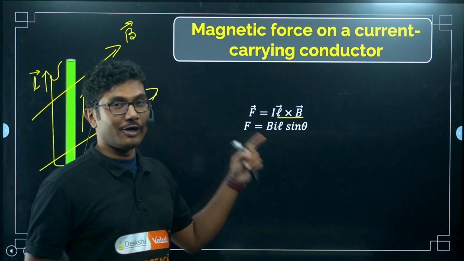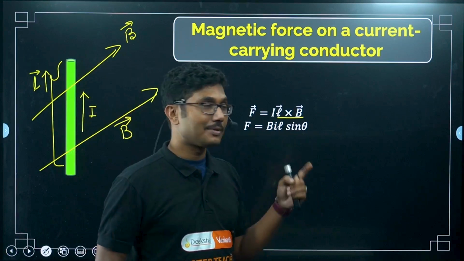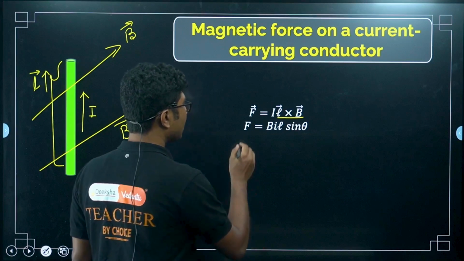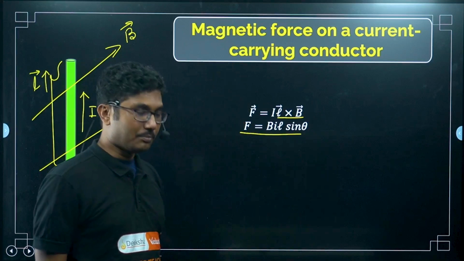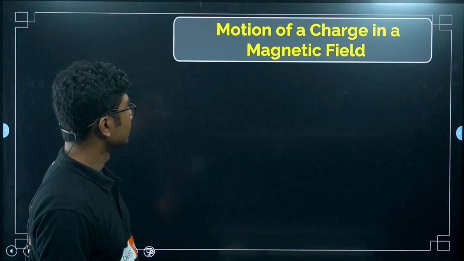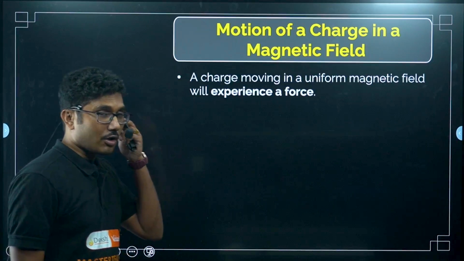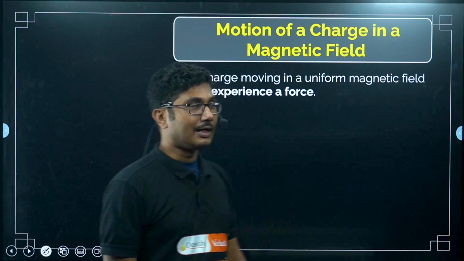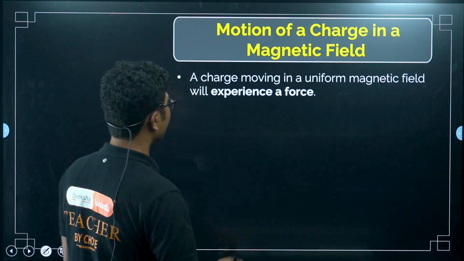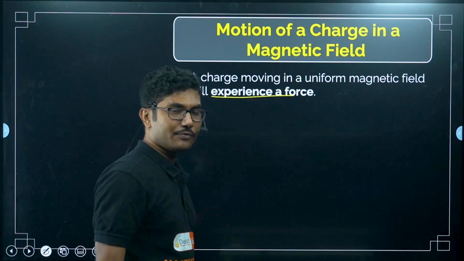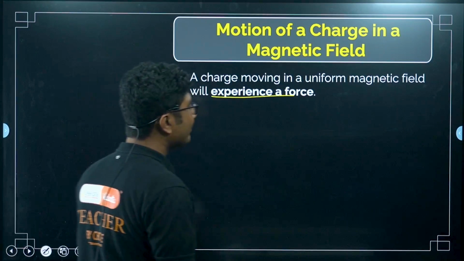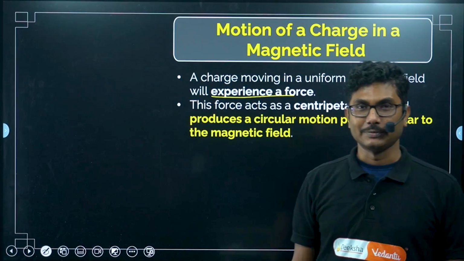So force on a current carrying conductor is given by Bil sin theta. No matter how you remember, you have to remember this formula. This formula is going to be very, very important. Now we are talking about moving charges in a magnetic field. A charge moving in a uniform magnetic field will experience a force. Obviously, if current is experiencing a force, charge should also experience a force, right? Now how it will experience a force, this is very, very interesting.